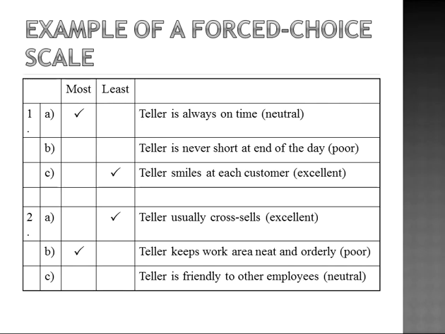Here's an example of a forced choice scale. You are basically being forced to look at a most and a least for the particular employee. So here, most: teller is always on time. Least: teller smiles at each customer. Again, for number 2, least: teller usually cross-sells. Most: teller keeps work area neat and orderly.